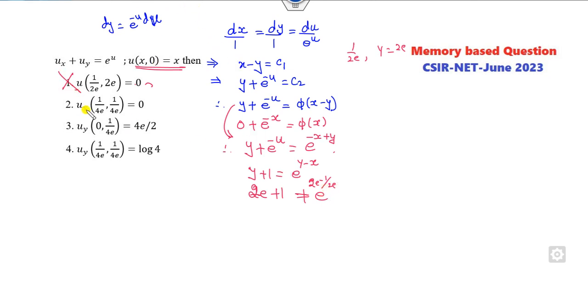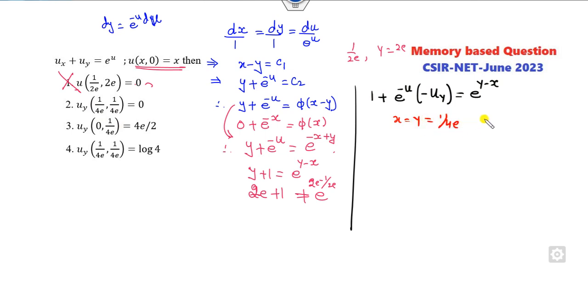Now look at the second, third and fourth. This is a partial derivative with respect to y. If I take the partial derivative with respect to y, it is e raised to power minus u, minus u_y is e raised to power y minus x. Now look at that, when x and y are both the same, this value will be 1, this 1 will be cancelled out, and this will always be non-zero, so it means u_y is 0. So this is the correct option, because it's part B, so only one correct option is there.